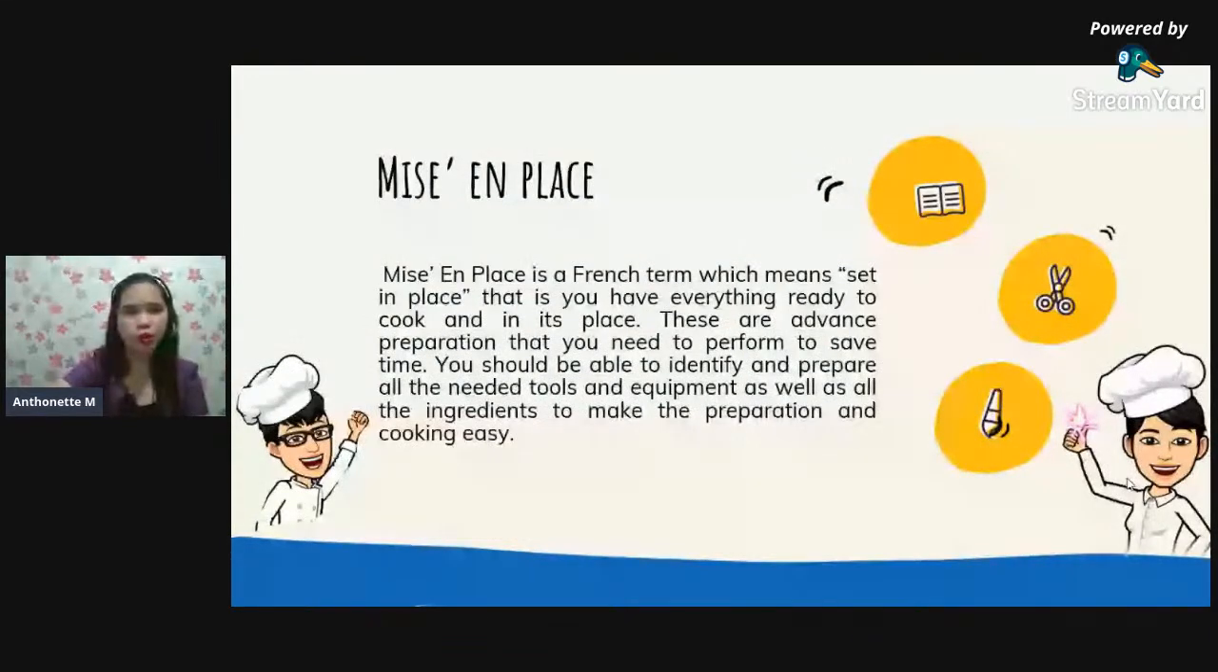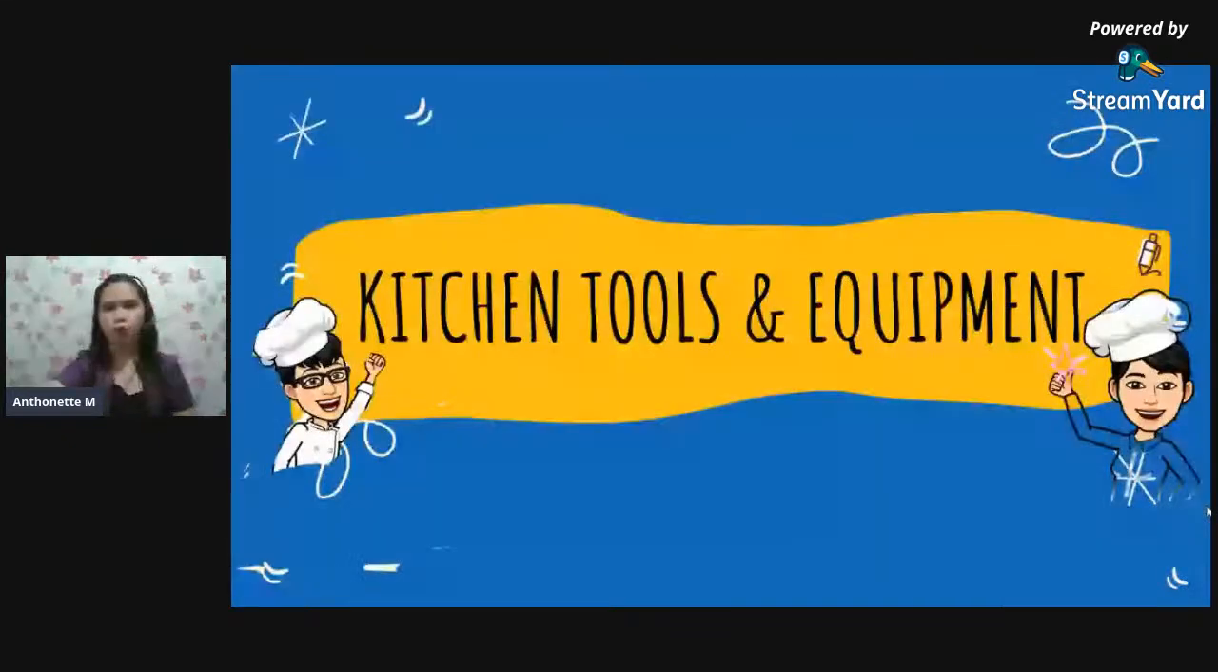So when you hear the word mise en place, it is a French term which means set in place, or you have to put everything in place. Your ingredients, your tools and materials should be prepared and organized when preparing or cooking to make it easy. Now let us have the kitchen tools and equipment used in preparing appetizers.